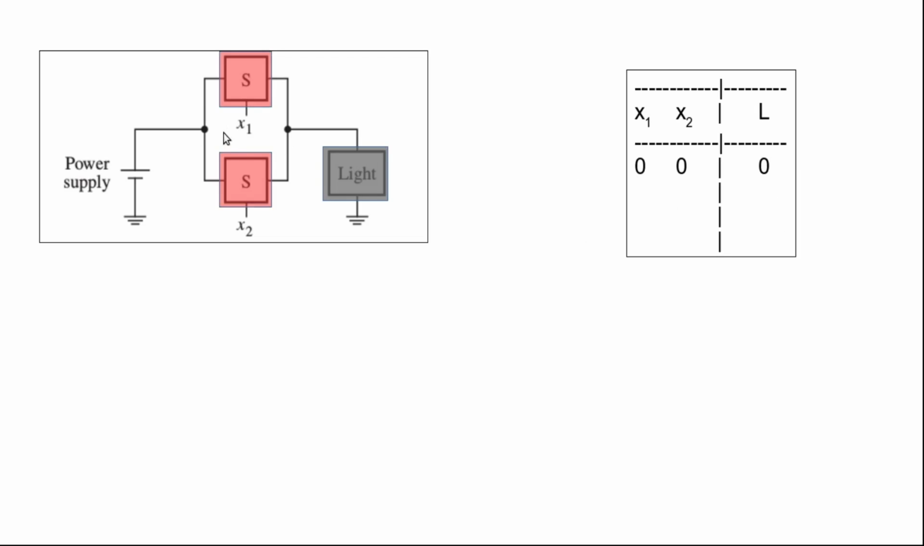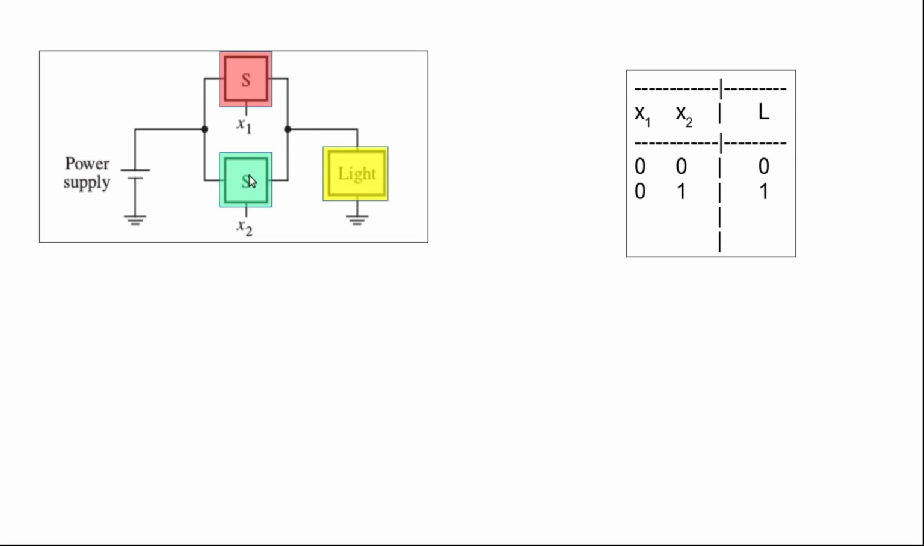If we have both the switches off, then this path is broken and this path is also broken. Both the paths are broken, and hence there will be no flow of current, and hence this light will be off. And this we can represent as when x1 is 0, x2 is 0, L will be 0.